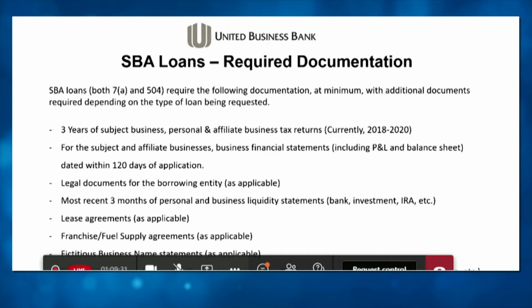Sometimes it is in the form of Schedule C as part of the personal tax return, but if it is a separate entity, then we will need the most recent 3 years. And then the affiliate tax returns.